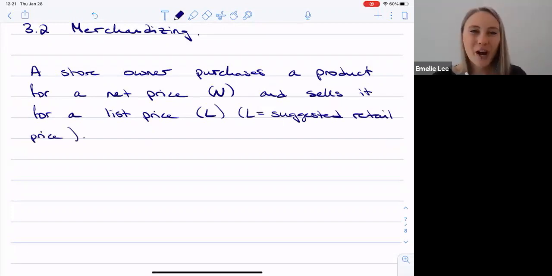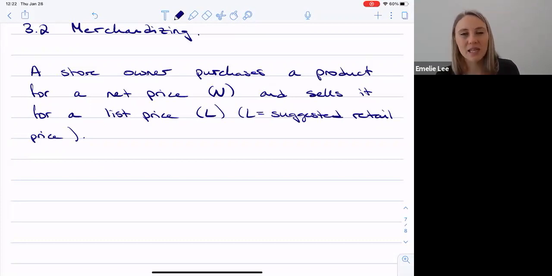We've all probably shopped at Winners, for example, on their price tags, right? They always have their suggested retail price and then their special price. And so in that case, the list price would be the suggested retail price, and then they would have a sale price. But for now, let's just assume that the two are the same, right? Nothing's been marked down. So you're a store owner, right? And you purchase something for a net price and then you sell it for a list price, okay?